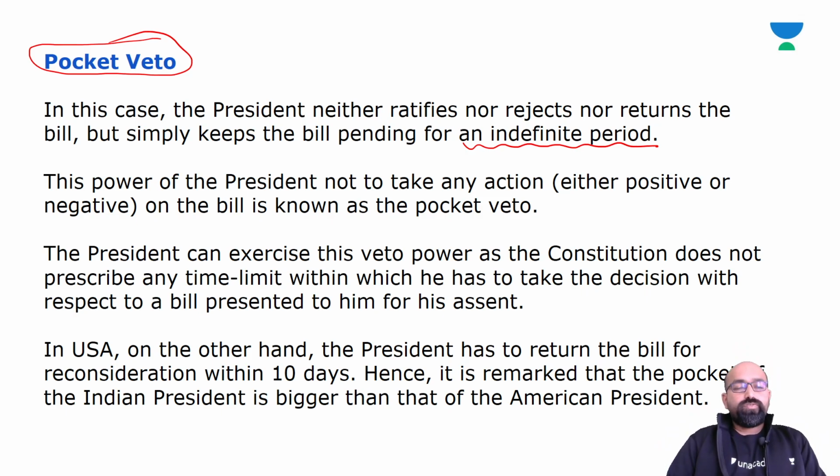Now, in the context of the United States of America, the president has to return the bill for reconsideration within 10 days. Hence, it is remarked that the pocket veto of the Indian president is bigger than that of the American president. Yes, this is about pocket veto. So, the power of the president not to take any action on the bill is known as pocket veto.